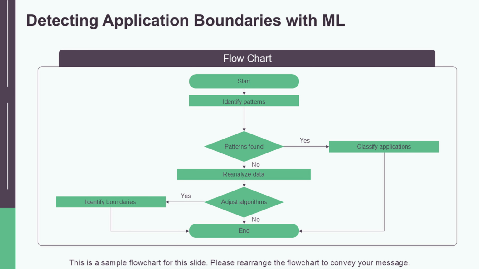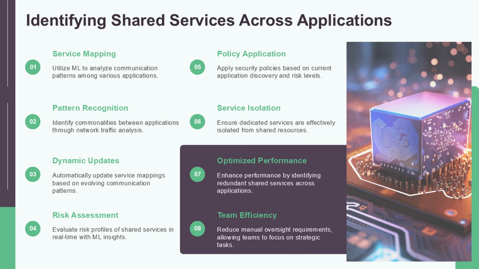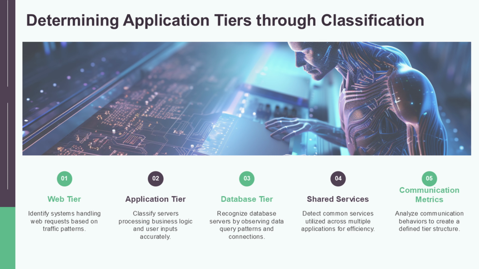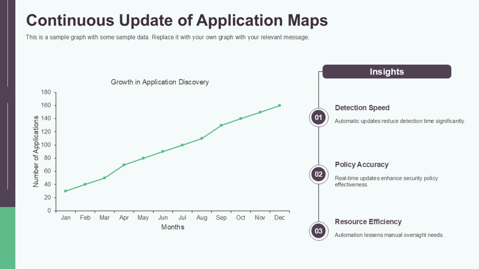The ML algorithms can first automatically detect application boundaries based on communication patterns, and second, identify shared services used across multiple applications. These algorithms can determine application tiers by classifying systems with similar network behaviors. And also, they continuously update application maps as communication patterns evolve.